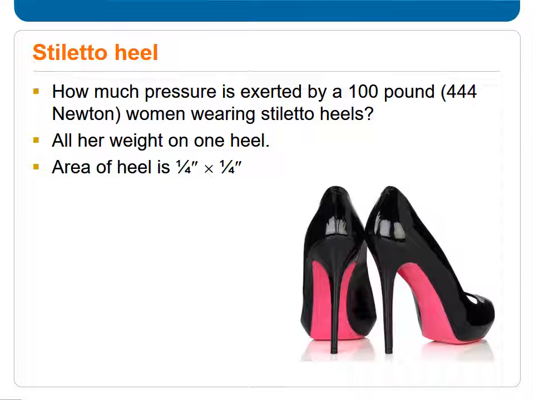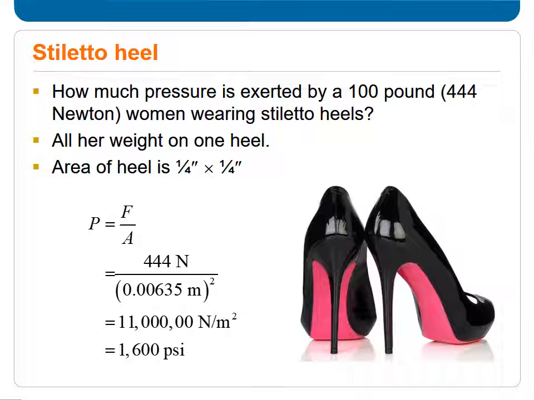Consider a 100-pound woman wearing stiletto heels and all her weight is on one heel, as happens while walking. Her weight in newtons is 444 newtons and the heel is a square 1/4 inch on a side. Let's do the calculation. The total pressure is 1,600 psi.